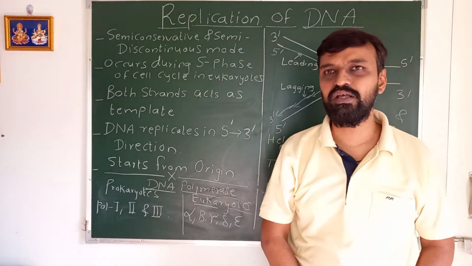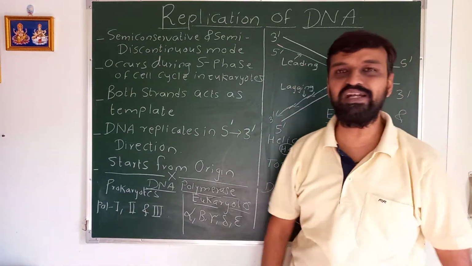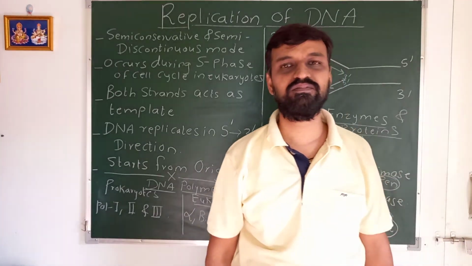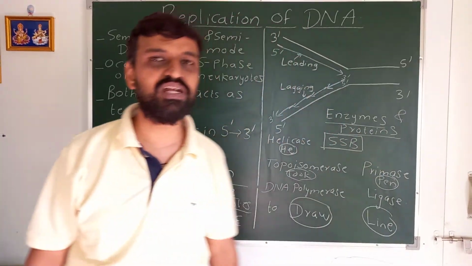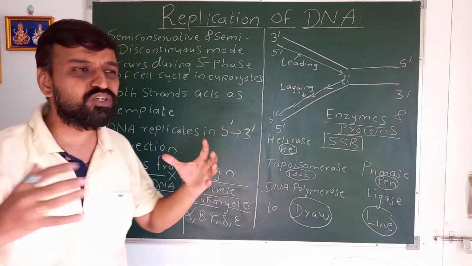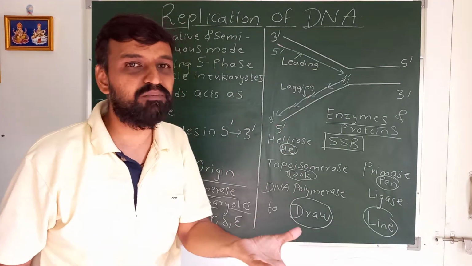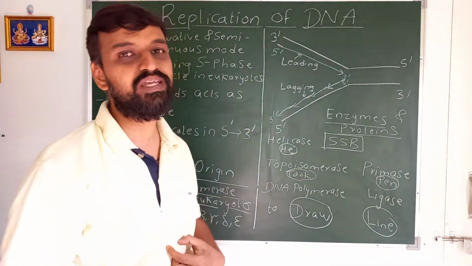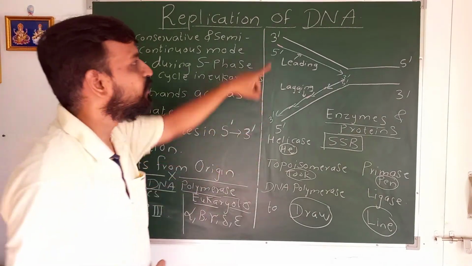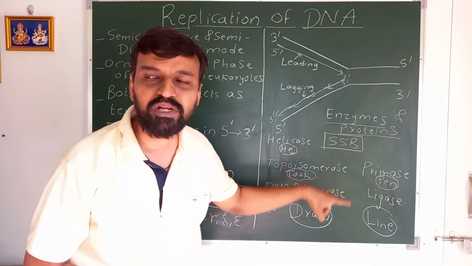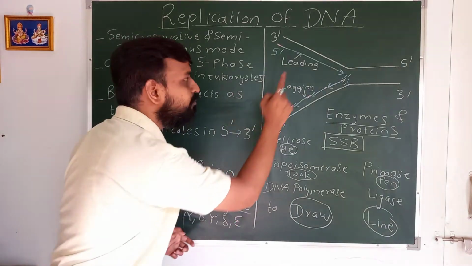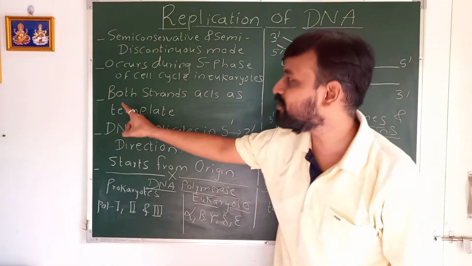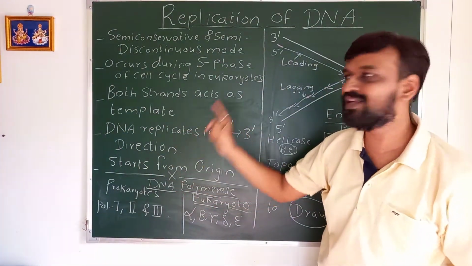So guys, there are two strands in DNA. Both strands act as a template. What does template strand mean? Template means the strand on which there is the synthesis of a new DNA strand. Please take a note of this here. 3' to 5' also acts as a template, and 5' to 3' also acts as a template. This is the peculiarity of the process. Please take a note of this. Both strands act as a template.